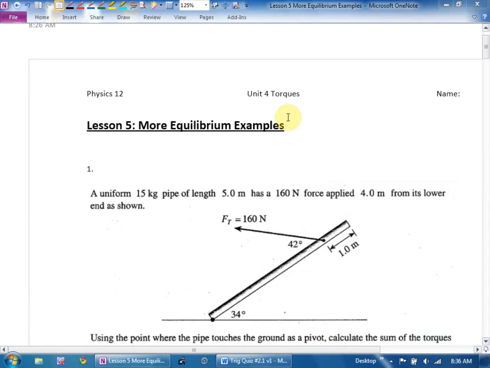So, plan today, work through some examples. I'll take questions from the review. I will be around after school on Monday. I'm not going to be doing a formal tutorial. It's going to be, hey, I'm around. Come on in if you have questions, okay?